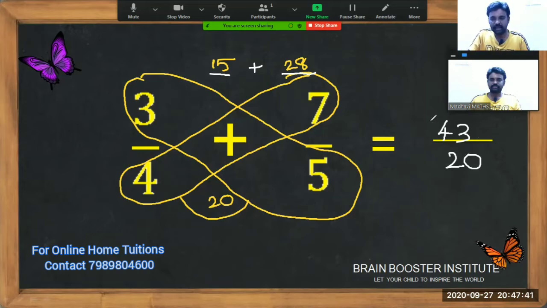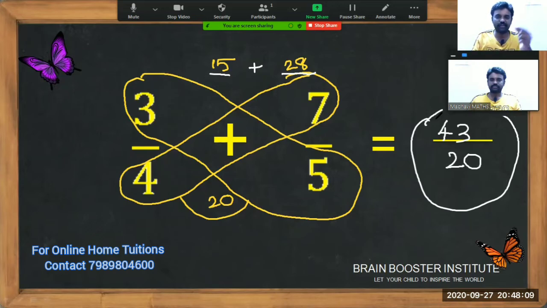In the final answer, if there is any cancellation, we can cancel and express the numerator and denominator in least terms. But in our present problem, cancellation is not possible, so the answer is 43 by 20. This is very simple. Within 5 or 10 seconds, we can solve this problem.